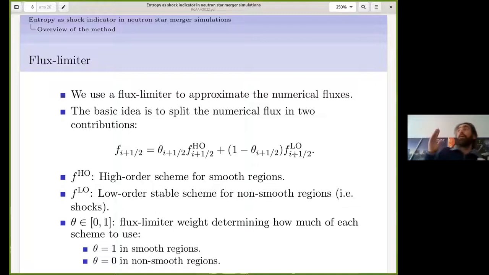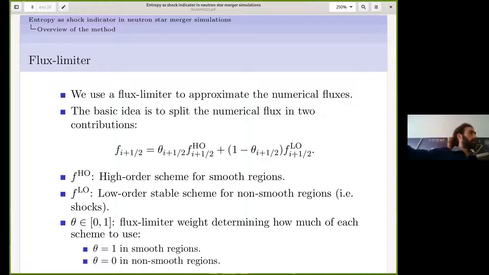So the idea is that we use the higher order scheme in these regions. The higher order scheme works fine when we don't have any non-smooth features appearing. Then when we are at a shock, or something that is not smooth, we want to switch to the low order scheme, and we show that the low order scheme is stable there. So by doing that, we are calculating the numerical flux using two fluxes, one for the regions around the shocks and one for the smooth regions.